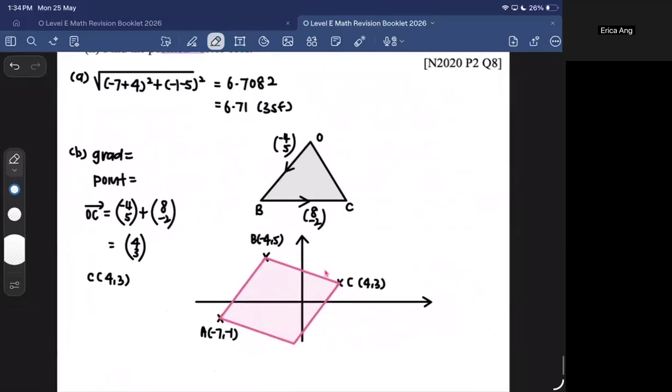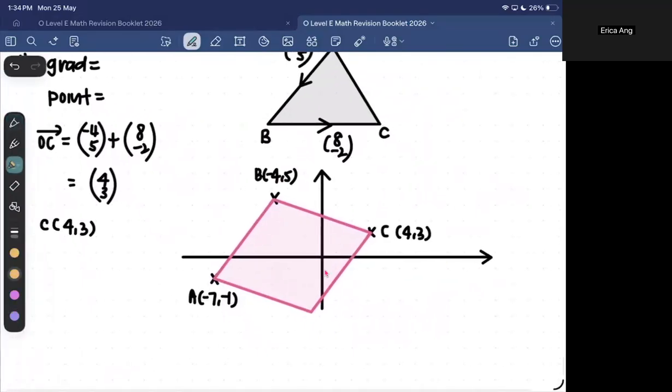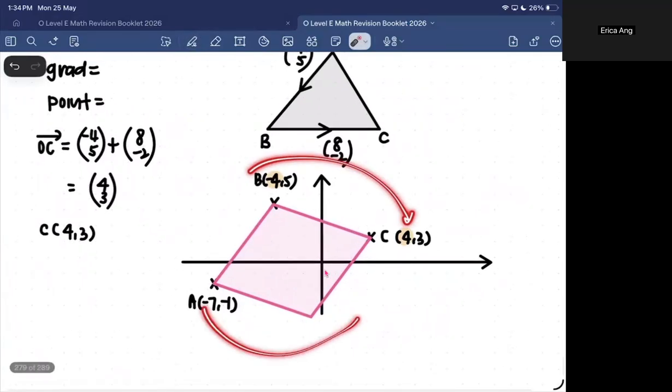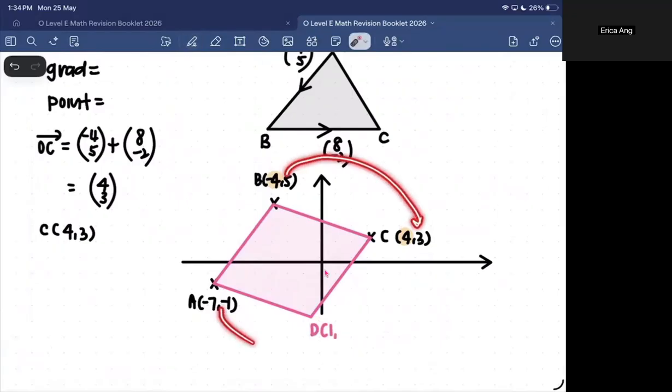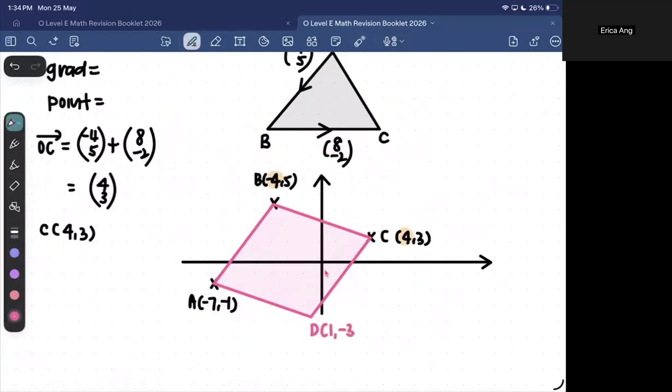Okay, so now that I have sketched it out, I will do my counting. I just see from here to here. So this way I add 8 units. My drawing is a bit off, but never mind, I just write down first. This is 1. Then from here to here, drop 2 units. So it's 1 and minus 3.